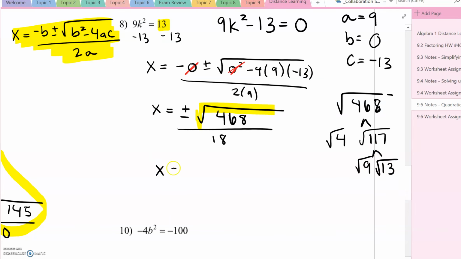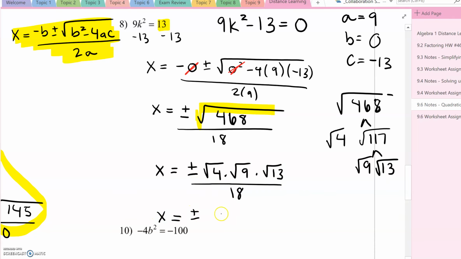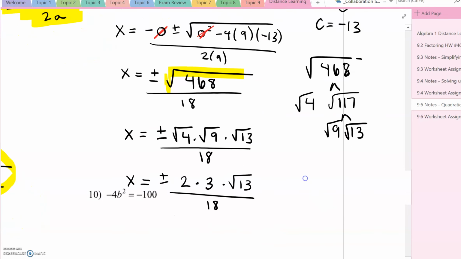So I can rewrite this. The square root of 468 can be rewritten as the square root of 4 times the square root of 9 times the square root of 13 all over 18. But what is the square root of 4? 2. What's the square root of 9? 3. Square root of 13, we cannot simplify. And 2 times 3 is 6. So we get x equals plus or minus 6 square root of 13 over 18.